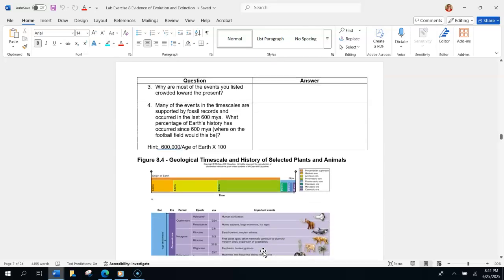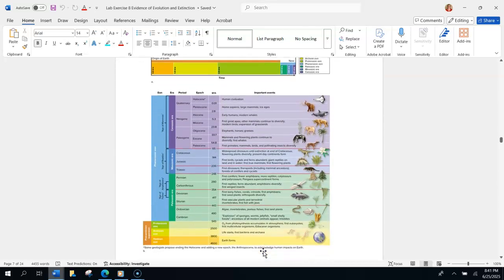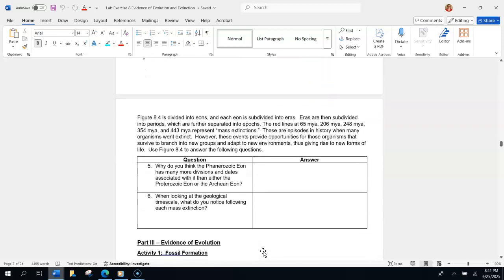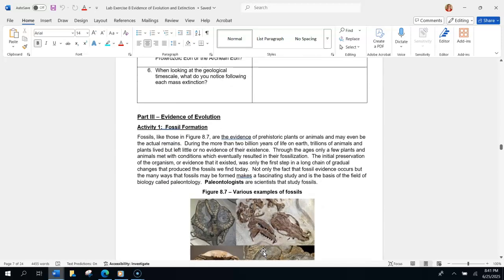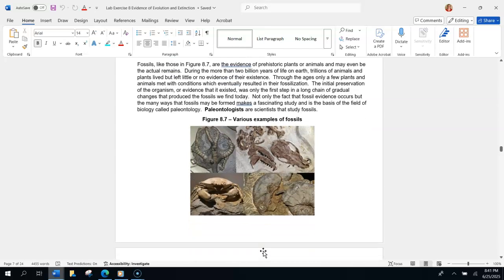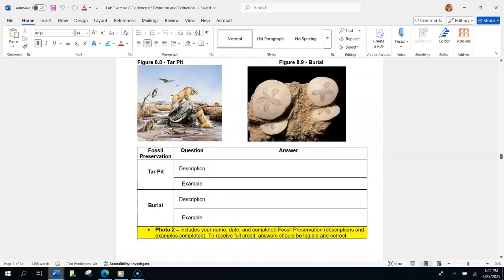Then there's a few questions to answer. And you should, again, look at this geological time scale. This picture should look familiar because it was in the lecture material. There's a few more questions to answer. And then we have basically different evidence of evolution, starting with fossils. So again, read the information and you're going to fill in the questions. So there's photo number 2. So you're going to fill in the description and example of tar pits and burial.